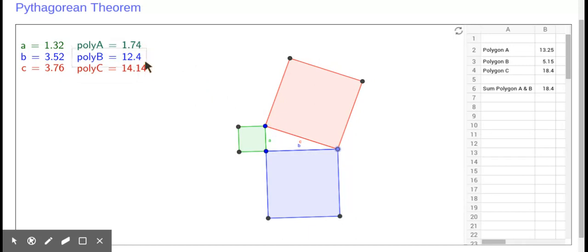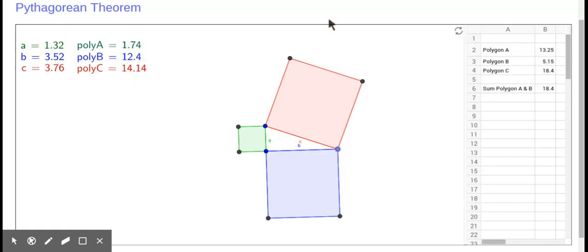And this over here discusses the area of polygon A. Here's the area of polygon B. 14.14 is the area of polygon C. So these numbers over here match their corresponding side lengths, and they're essentially, if I were to take 1.32 times 1.32, I'm going to get 1.74. 3.52 times 3.52 is 12.4. 3.76 times itself is 14.14, and so on.